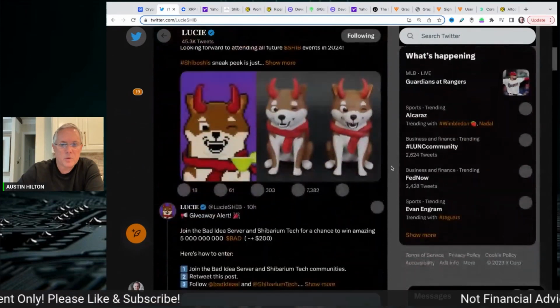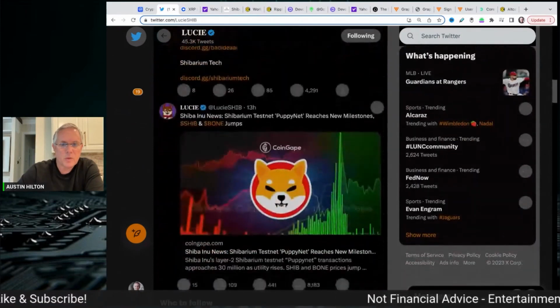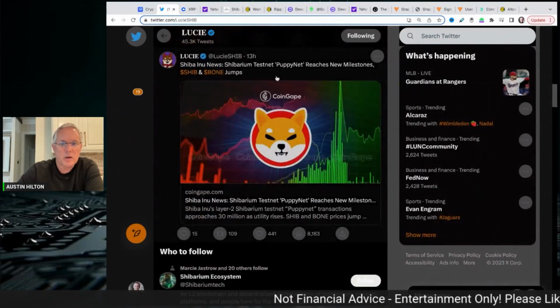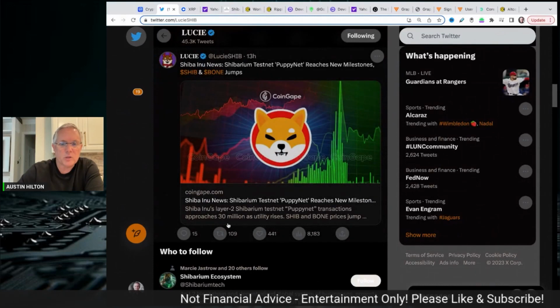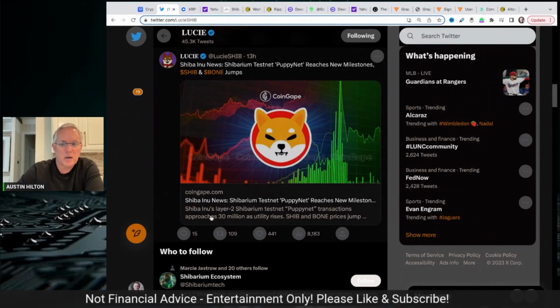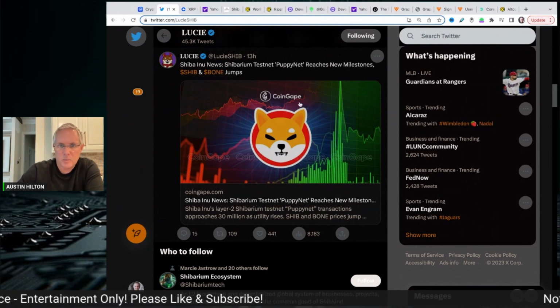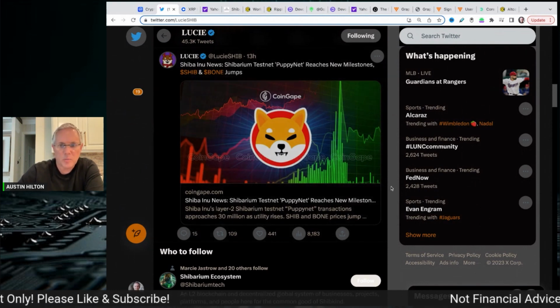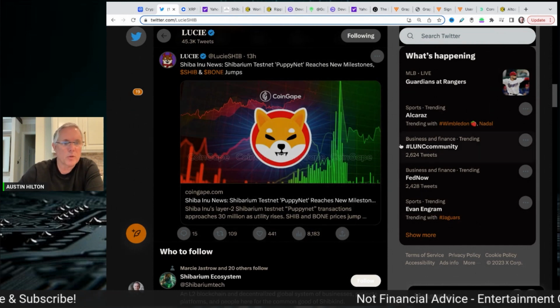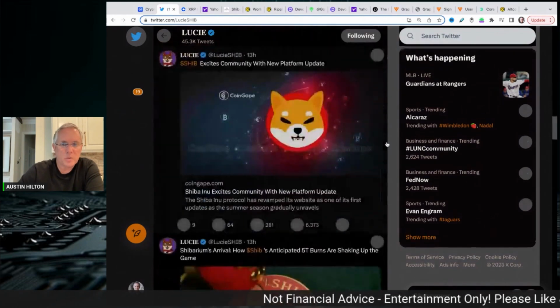But I wanted to show you this right here. This one right here: Shibarium PuppyNet has reached new levels. It's 30 million plus transactions. Remember, Shibarium is still in testing mode. We're not officially launched. It's not in production mode yet. So I thought that was worth pointing out for you there.